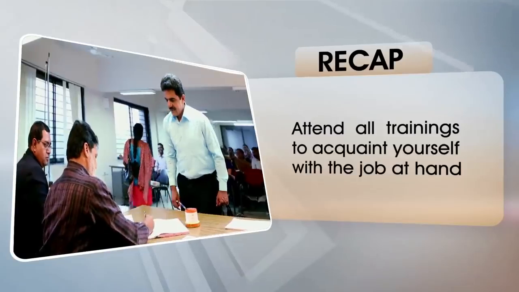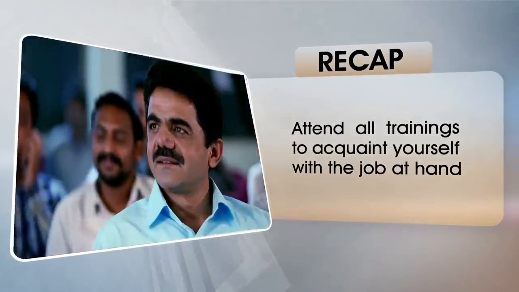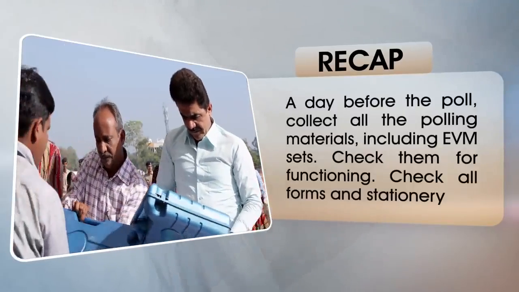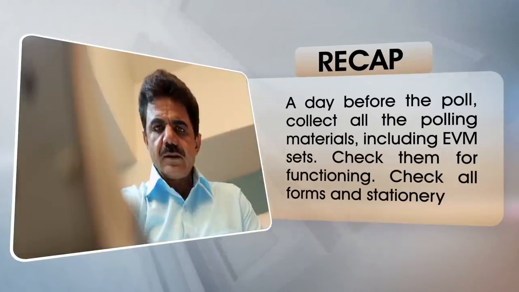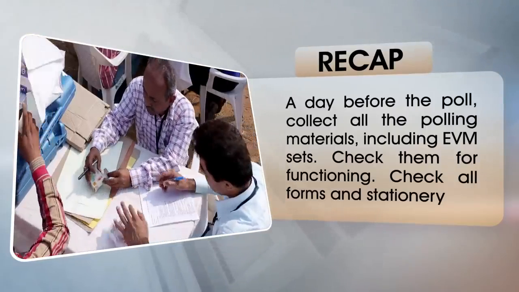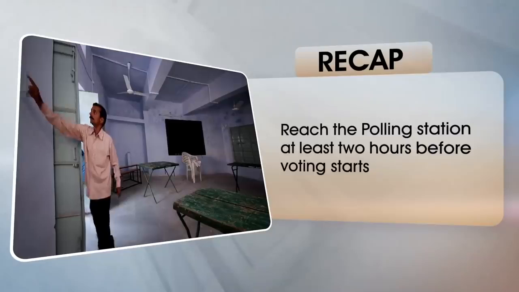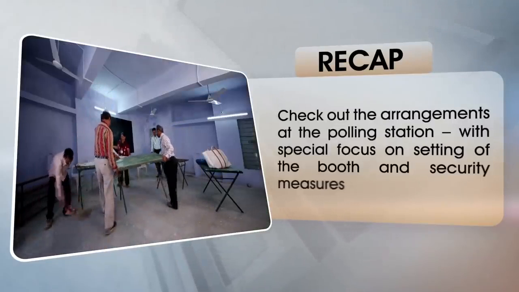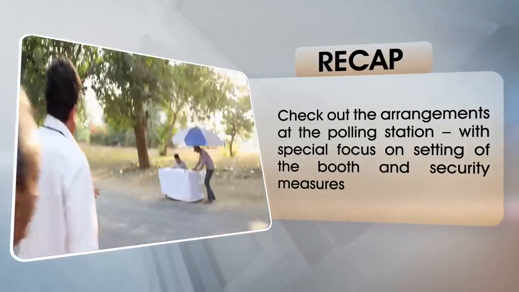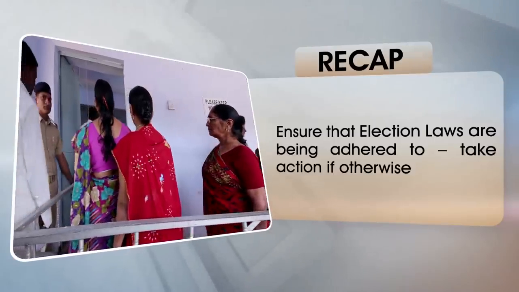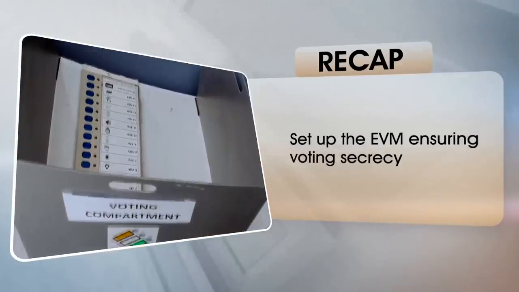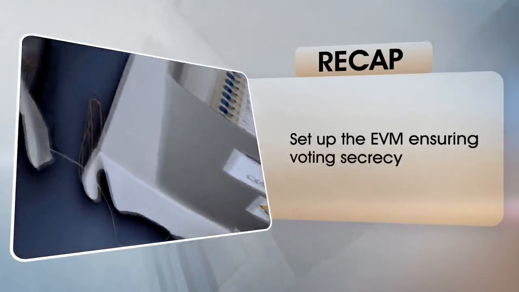responsibilities. His list gives us a good overview of the tasks assigned to the poll personnel. Attend all trainings to acquaint yourself with the job at hand. A day before the polls, collect all the polling materials, including EVM sets. Check them for functioning. Check all forms and stationery. Reach the polling station at least 2 hours before voting starts. Check out the arrangements at the polling station, with special focus on setting of the booth and security measures. Ensure that election laws are being adhered to. Take action if otherwise. Set up the EVM, ensuring voting secrecy.